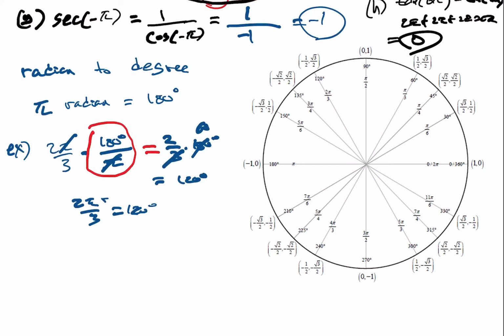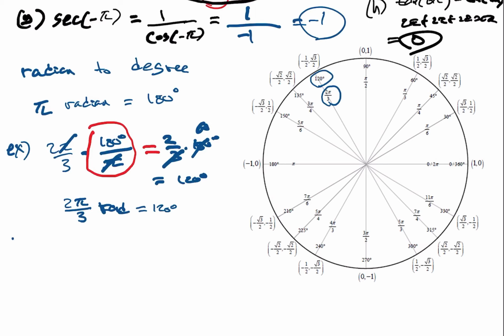Let me write it better. I think I'm figuring out how to hold the pencil a certain way. Anyway, 2 pi over 3 radians equals 120 degrees, and we can verify that here. 2 pi over 3 is the same as 120 degrees. Okay.